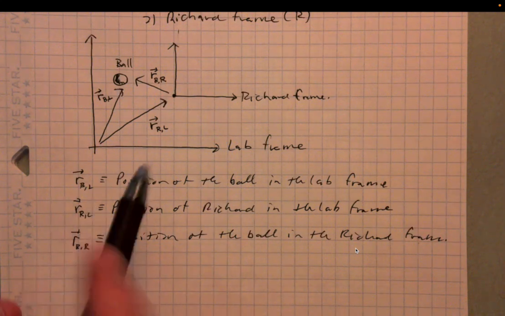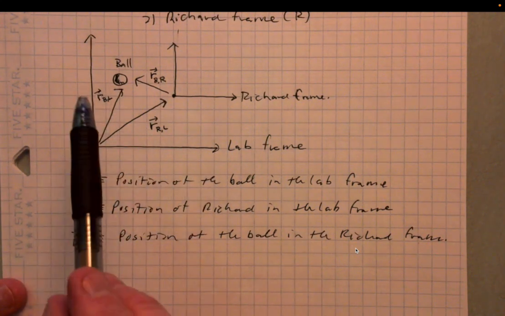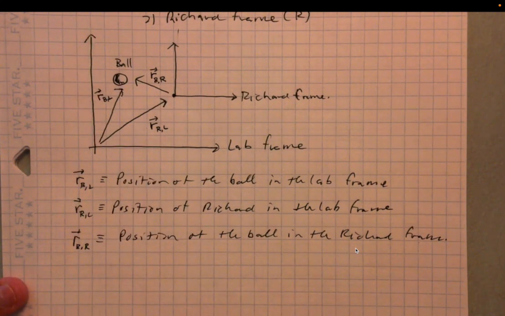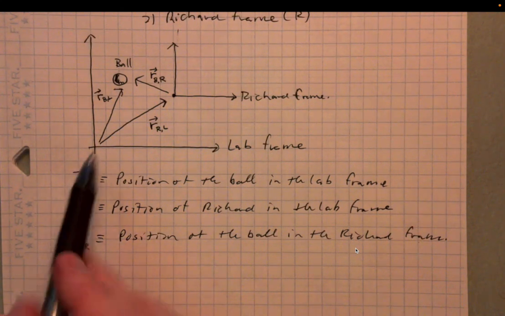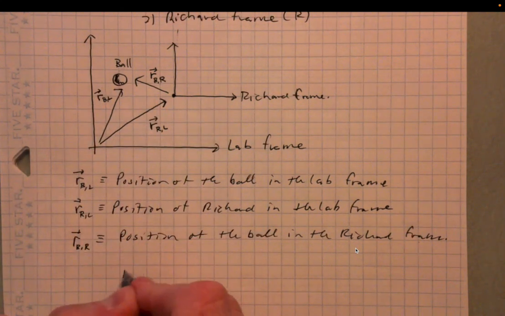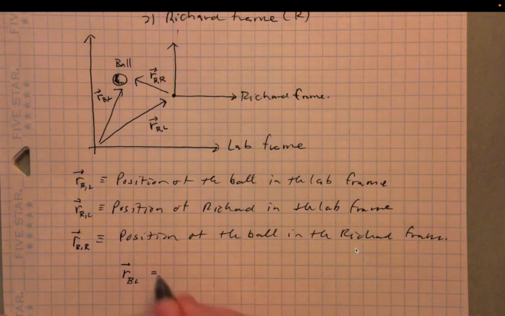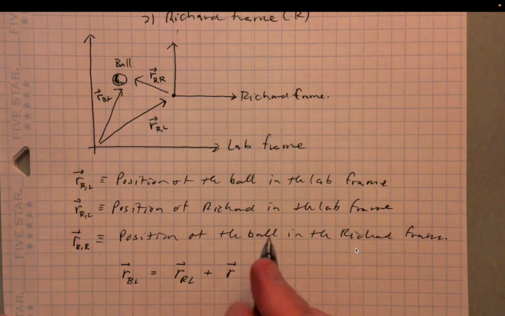Okay, now as you look at this, it should be pretty clear that these vectors are all related, right? And specifically, we could say that the position of the ball in the lab frame is equal to the position of Richard in the lab frame plus the position of the ball in the Richard frame.